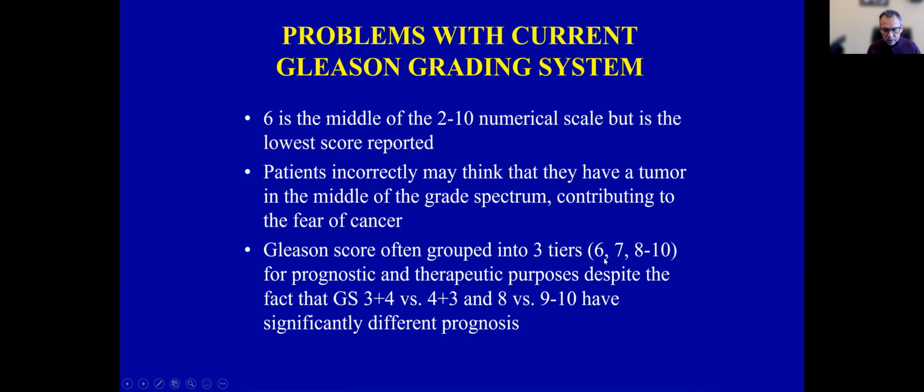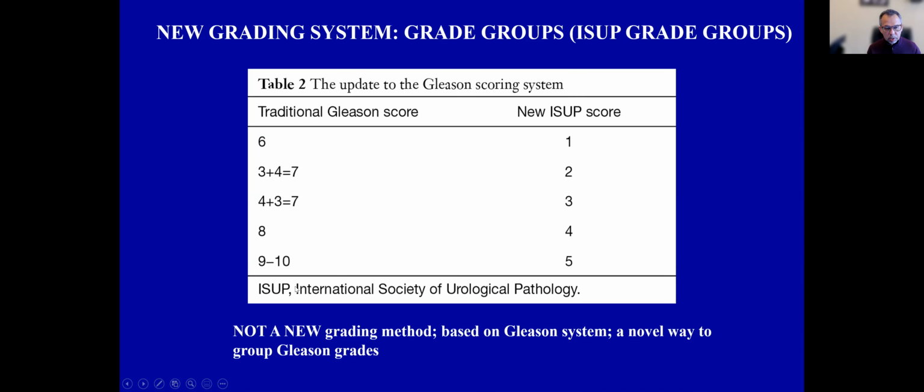Gleason score is often grouped into 3 tiers for prognostic and therapeutic decisions: Gleason score 6, 7, and 8 to 10, with 7 representing the intermediate group and 8 to 10 the poor group. But now we know that there is a significant difference between Gleason score 3 plus 4 versus 4 plus 3, and 8 versus 9 to 10 have significantly different prognosis. So to address these limitations, Dr. Gleason, Dr. Jonathan Epstein and colleagues introduced this new grading system of grouping the Gleason scores into 5 groups.